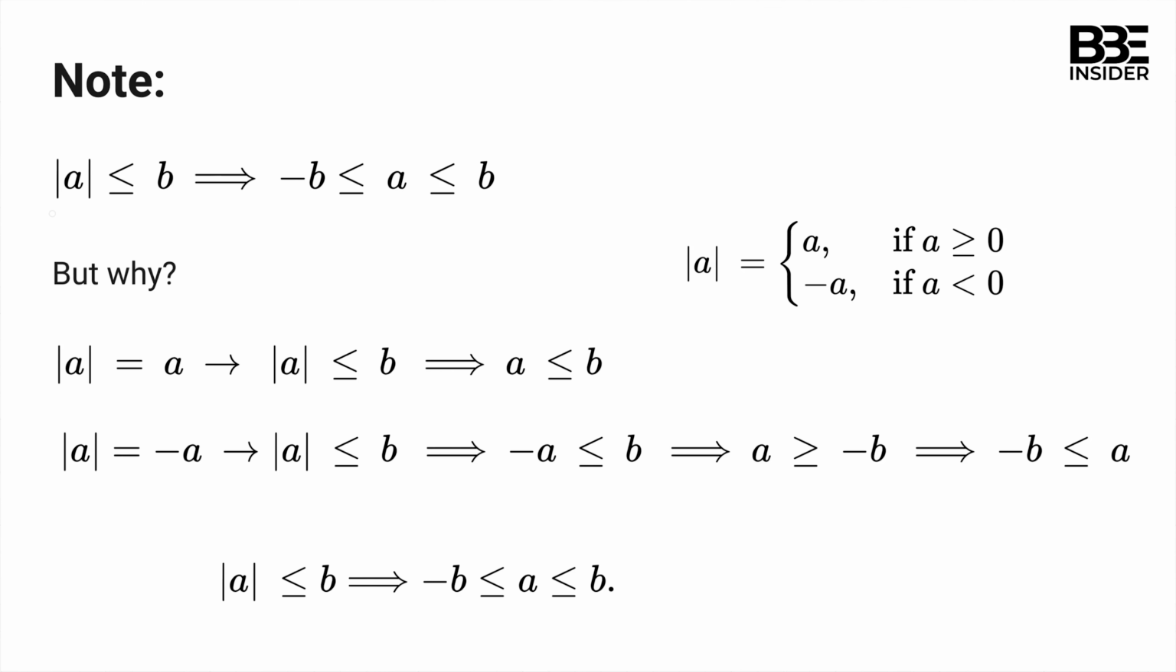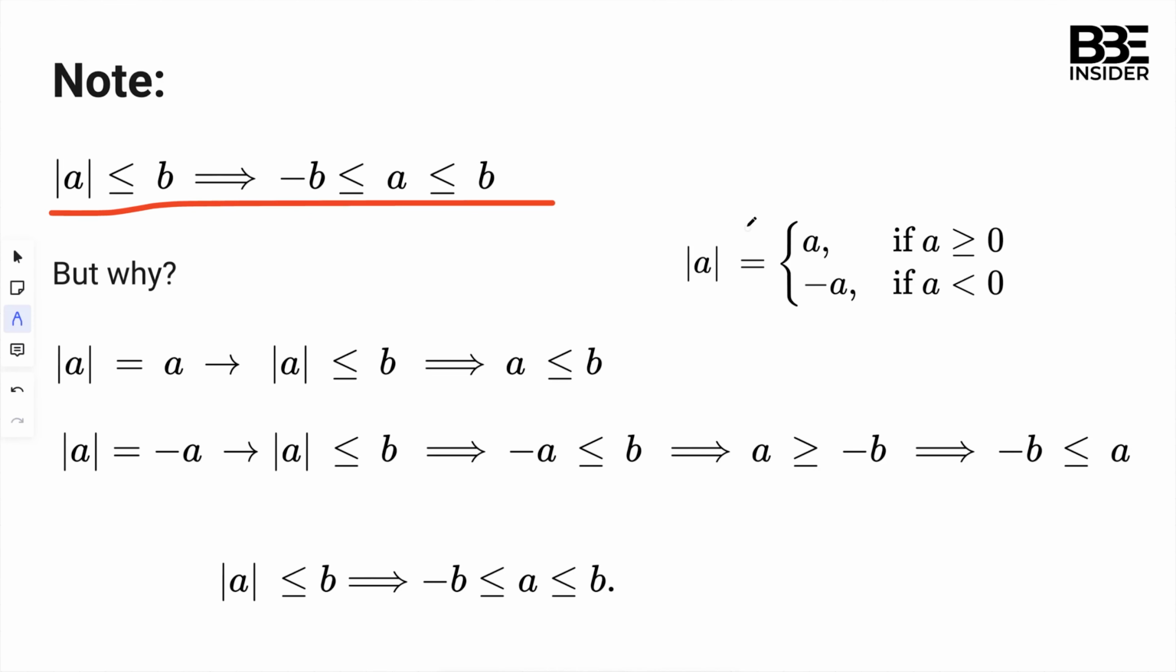When dealing with absolute value inequalities, you need to remind yourself of the following property. This one is very important to solve those kinds of tasks correctly. The absolute value of A is less than or equal to B translates to minus B is less than or equal to A is less than or equal to B. Why is that the case?